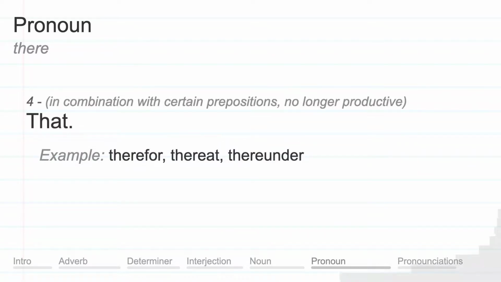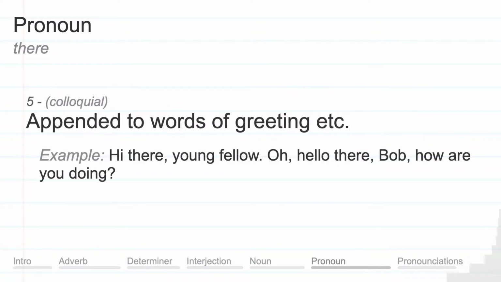"That." Example: therefore, thereat, thereunder. Appended to words of greeting, etc. Example: Hi there, young fellow. Oh, hello there, Bob. How are you doing?